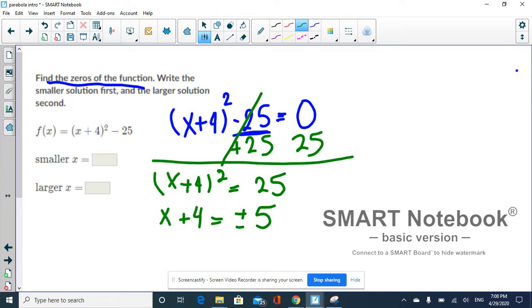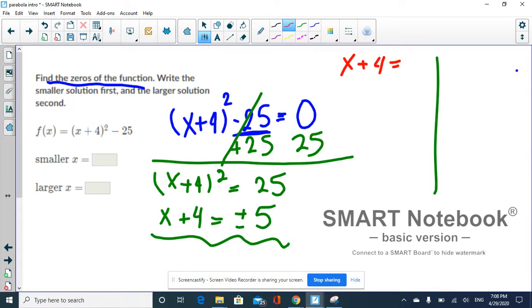Because if you multiply 5 times 5, it equals 25, and if you multiply negative 5 times negative 5, it also gives you 25. That means we have two linear equations. The first one, x plus 4 equals positive 5. The second, x plus 4 equals negative 5.